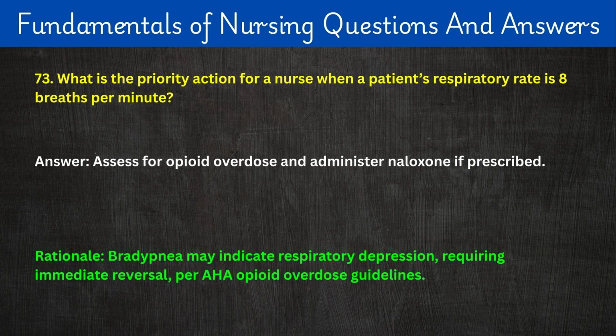73. What is the priority action for a nurse when a patient's respiratory rate is 8 breaths per minute? Answer: assess for opioid overdose and administer naloxone if prescribed. Rationale: bradypnea may indicate respiratory depression, requiring immediate reversal, per AHA opioid overdose guidelines.